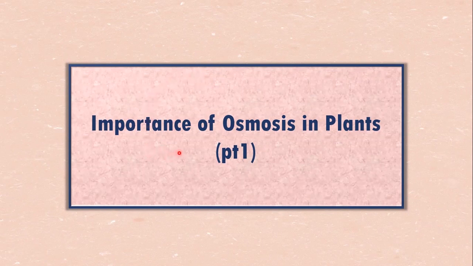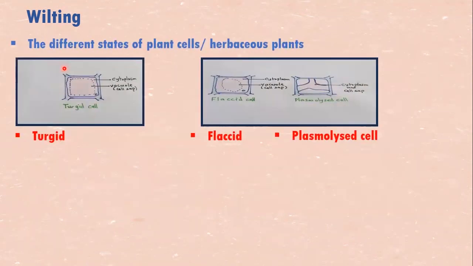In this lesson, we are discussing osmosis in plants, the importance of osmosis, and we are looking at wilting in plants. Wilting has also advantages and disadvantages, and so they are very, very important, and we want to look at it. Now, we want to first of all look at these cells. This is a turgid one, flaccid, plasmolysed.